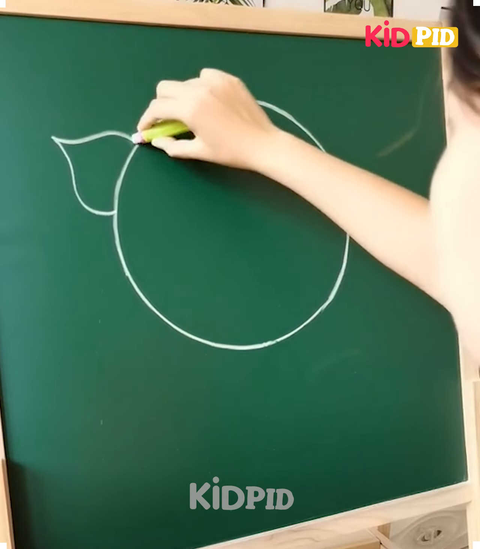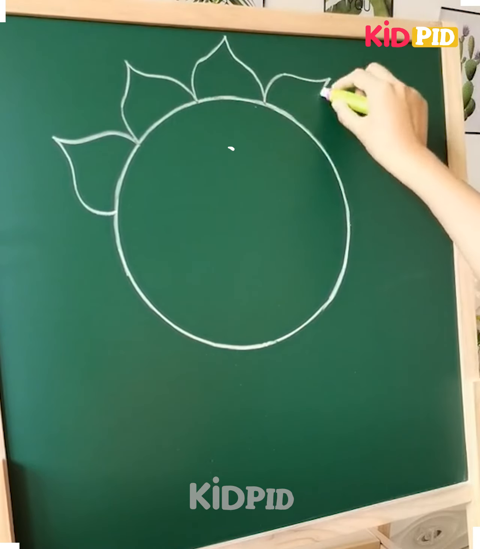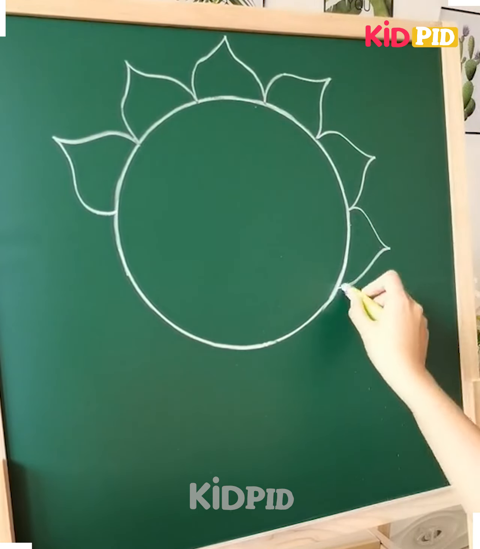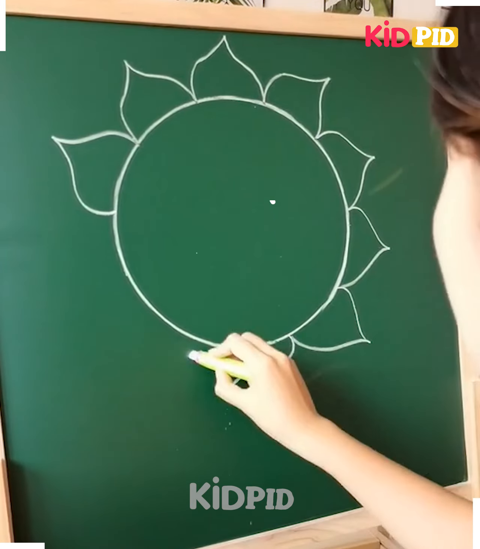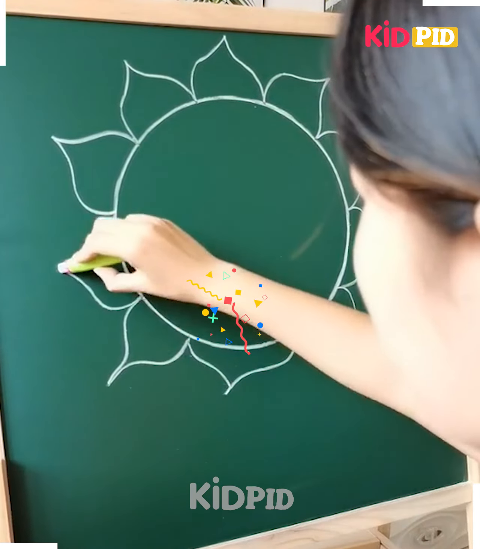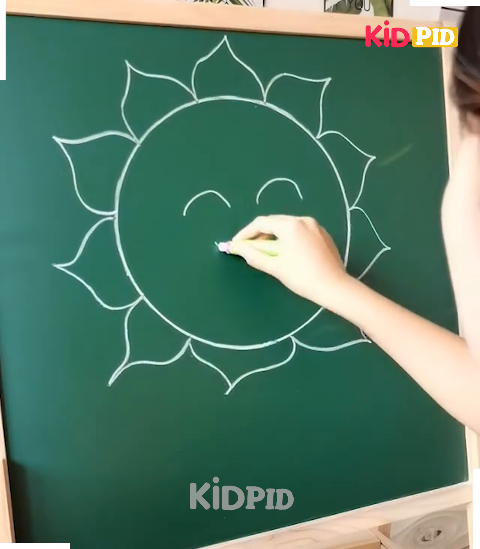Hello everyone, let's now move further. First you just have to trace down a circle. After that our main focus is towards the petals of this flower. This activity is very simple. Then at the center we are going to add some features like the eyes and a big smiley.